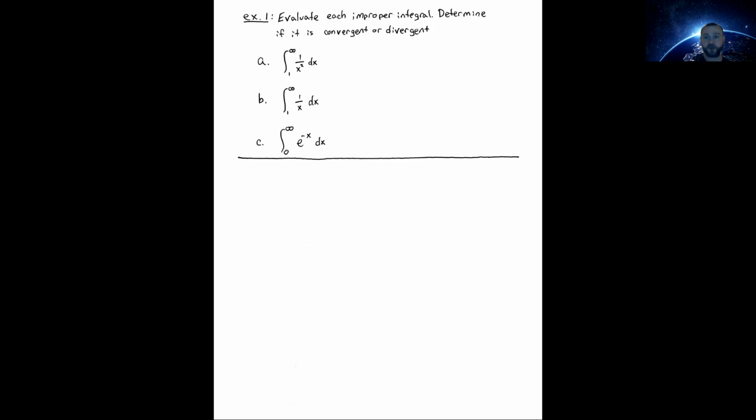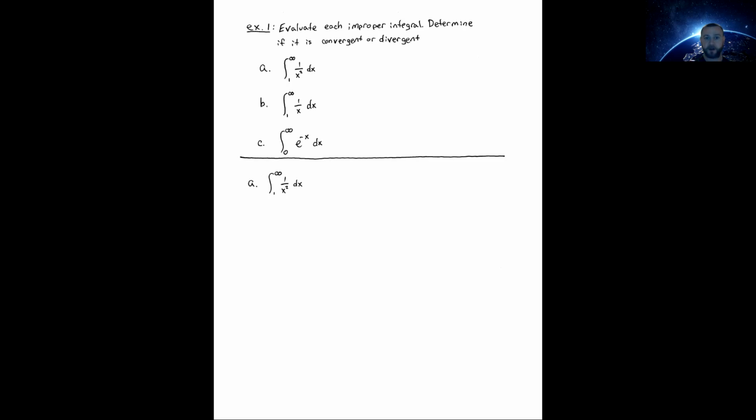All right, so let's jump into some examples. Example 1 here is going to ask us to evaluate each improper integral, and then we'll determine if the improper integral is convergent or divergent. All right, let's go through part A together, and then I'll turn it over to you for parts B and C.